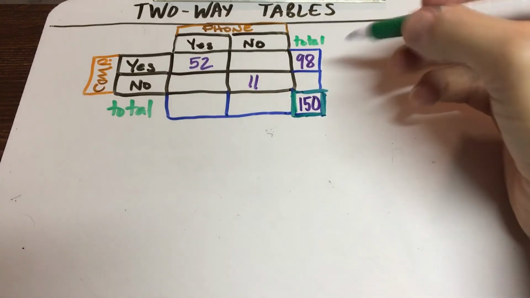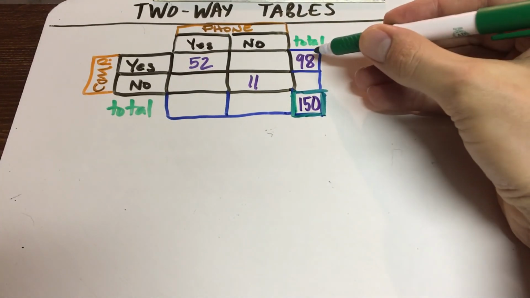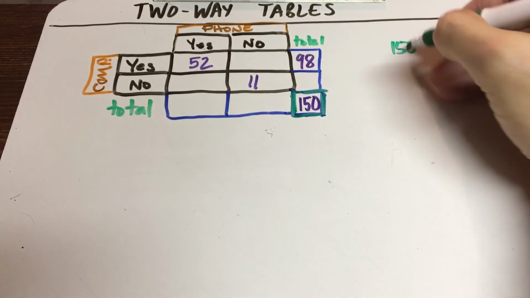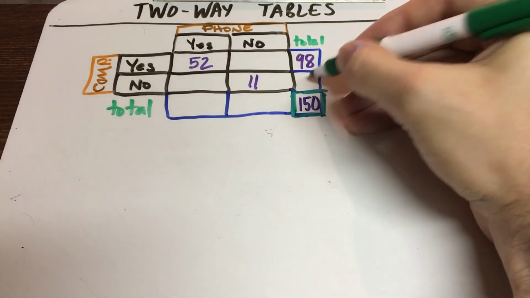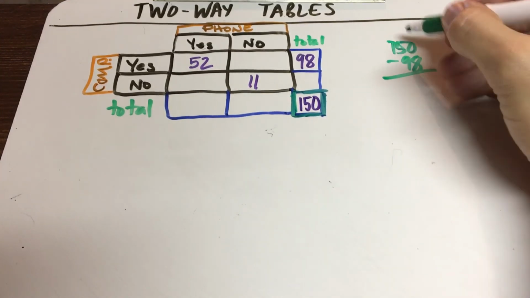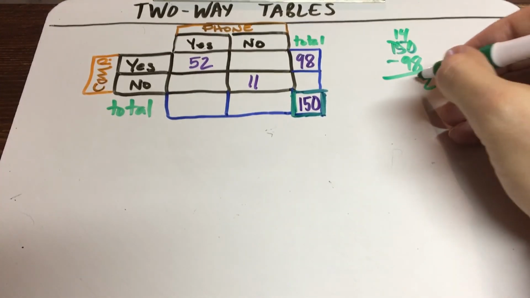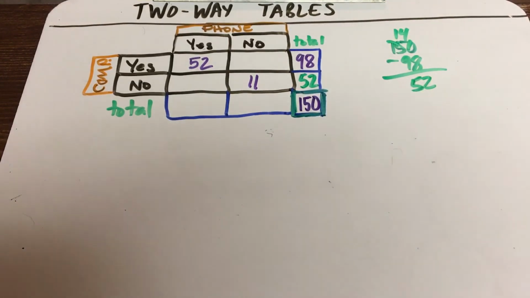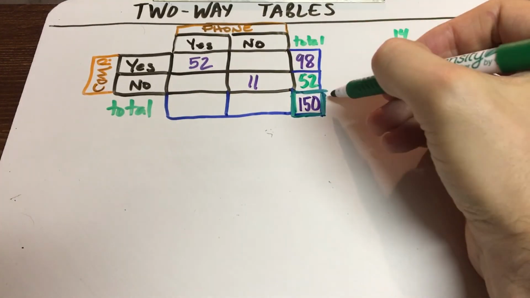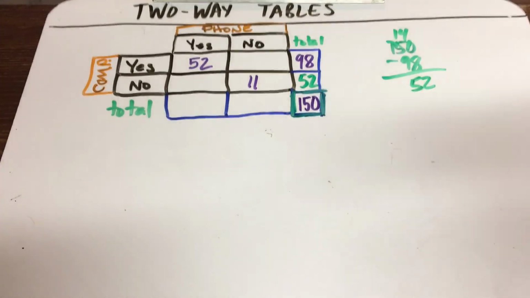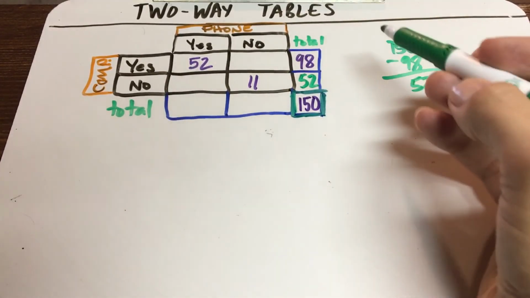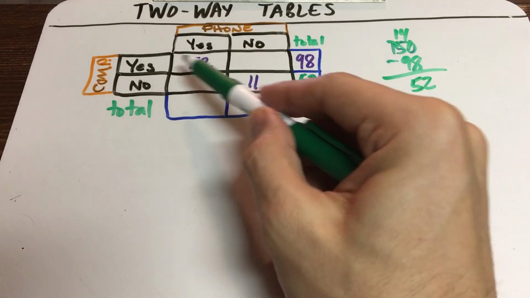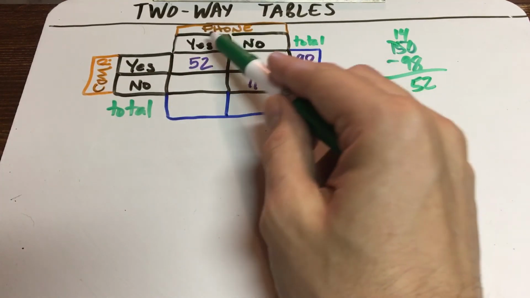Right? If I know the grand total is 150 and I've got 98 up here, can I do 150 minus 98 and get this number right there? I should be able to, right? I should be able to get 52. So I know this has to be 52 because that would make sense. 98 plus 52 is 150. And now that I know this total, can I say, hey, 52, this is how many people have a computer and how many people have a phone.